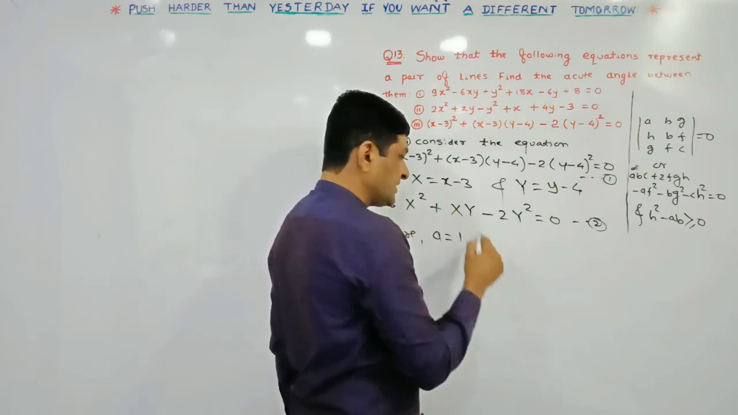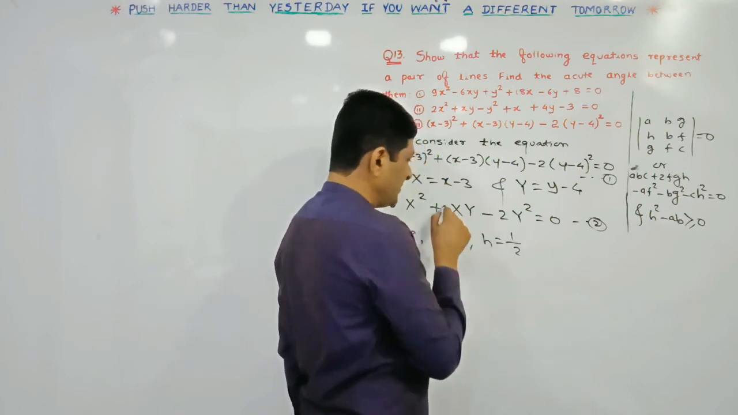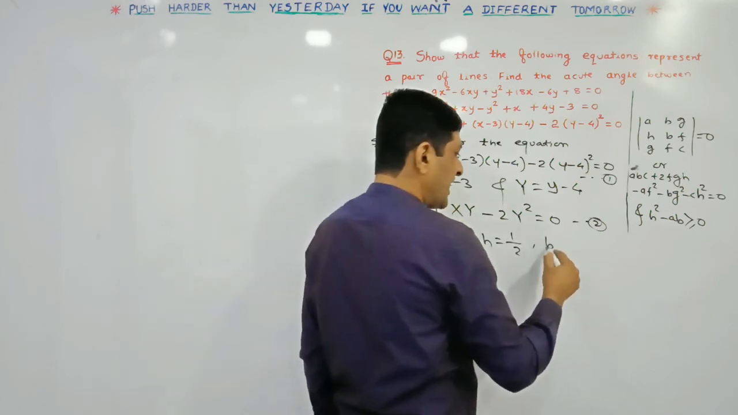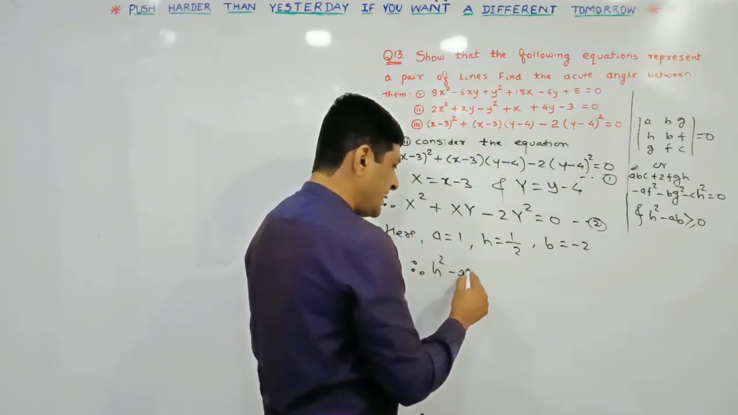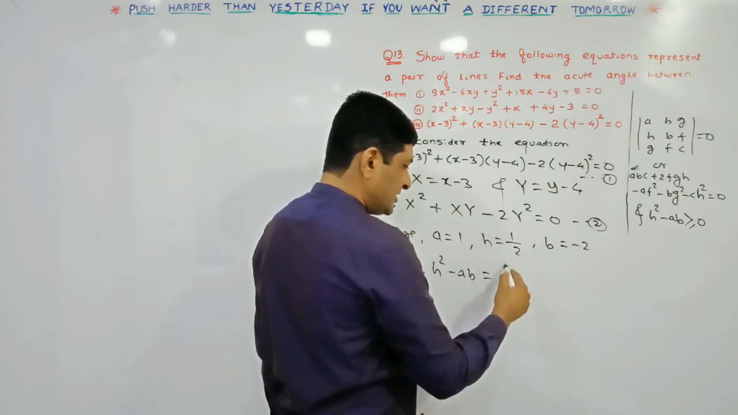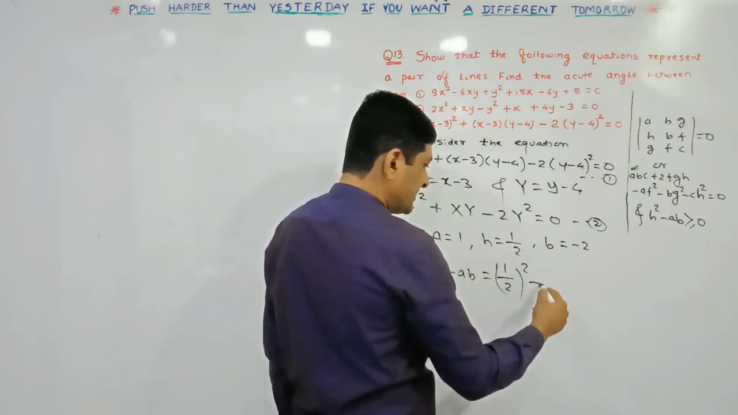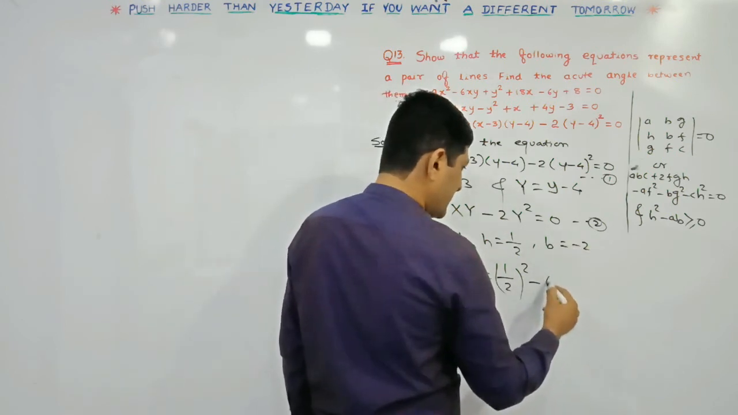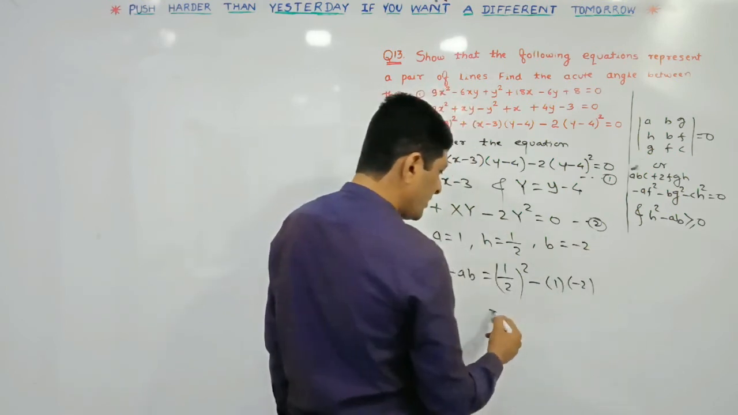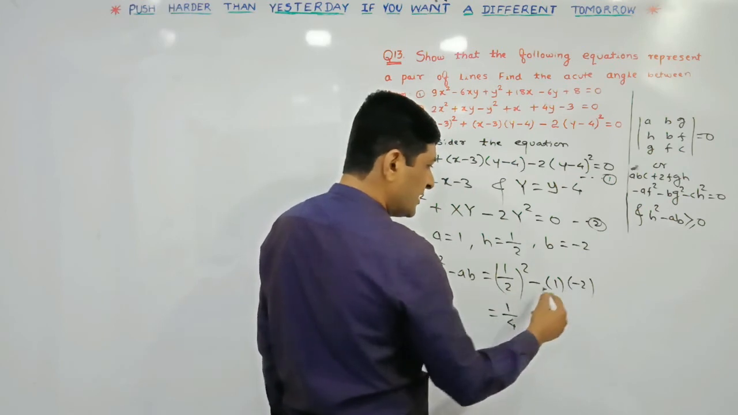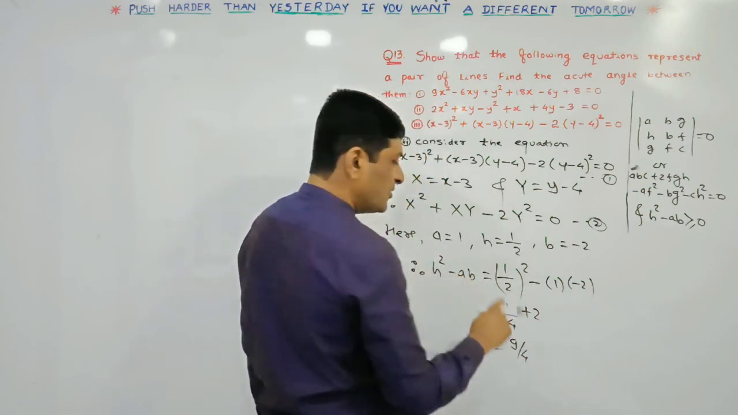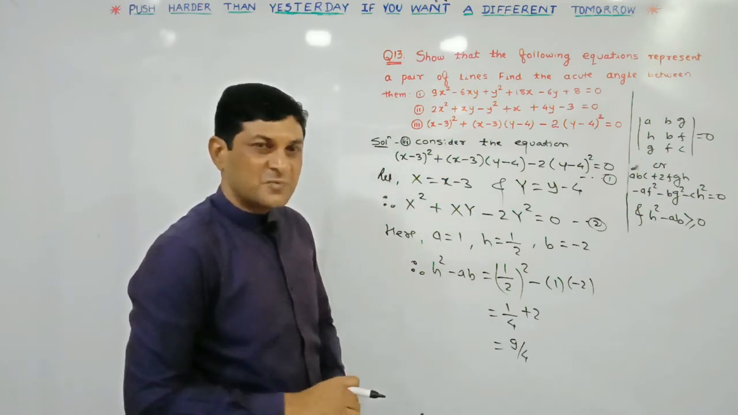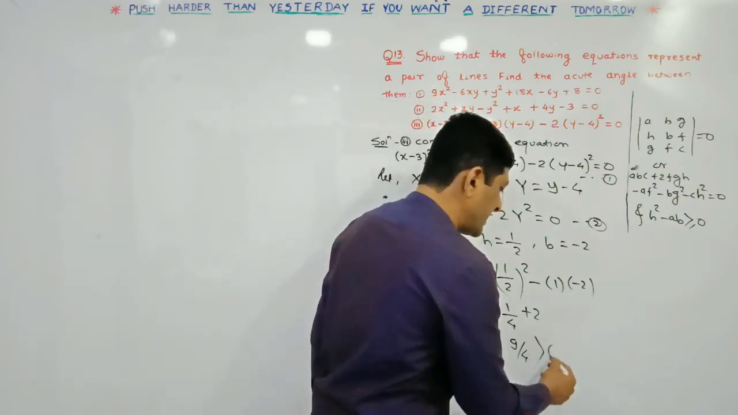So here, for this equation, the value of a will be equal to 1, 2h is equal to 1 by 2, 2h equals 1 means h is equal to 1 by 2, and b is equal to minus 2. So therefore h square minus ab is equal to, replace h by its value 1 by 2, keep square as it is, minus a into b means 1 into minus 2. Square of 1 by 2 is 1 by 4, minus into minus becomes plus 2, which is equal to, 4 2s are 8, 8 plus 1 is 9, 9 by 4 is the value of h square minus ab.